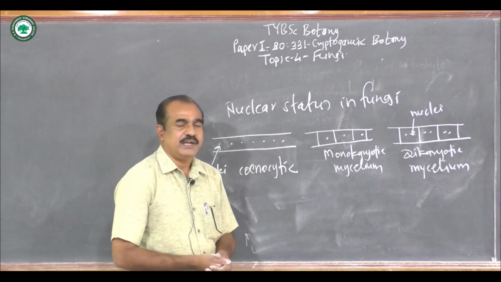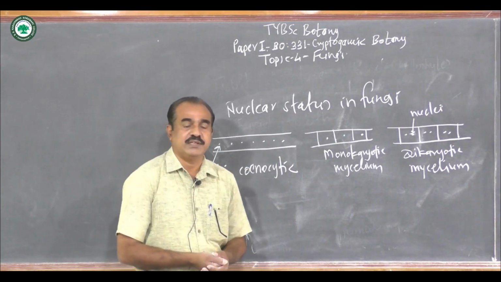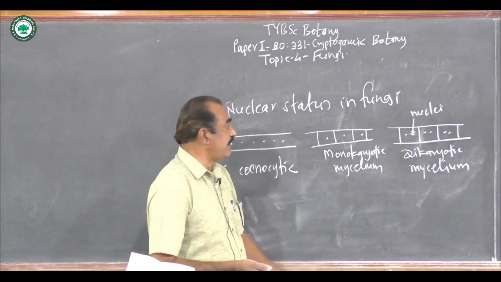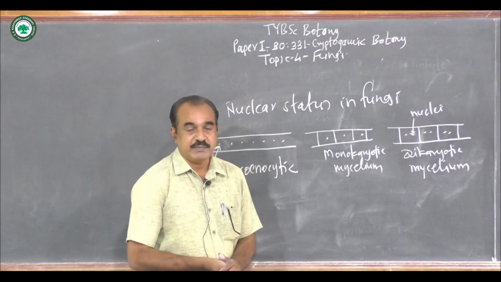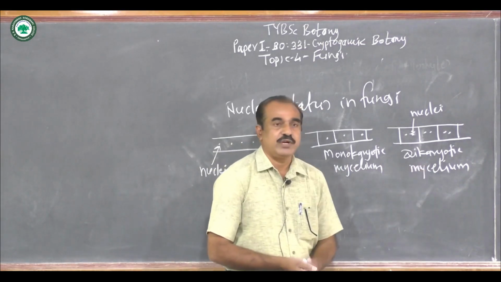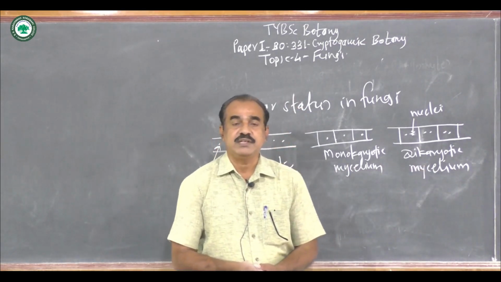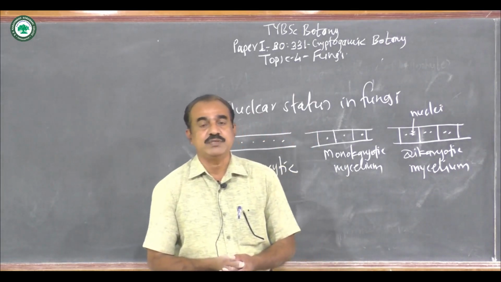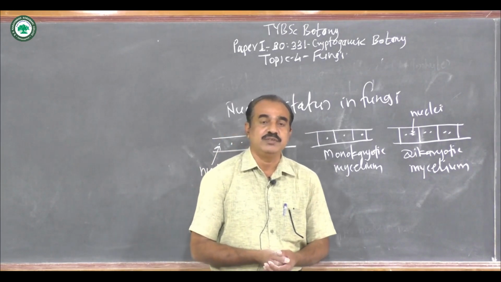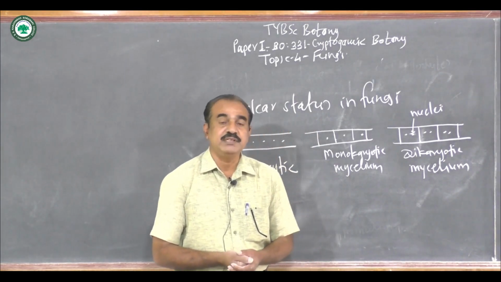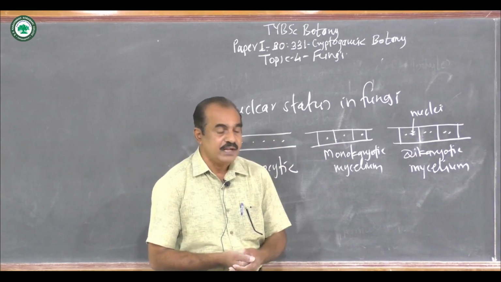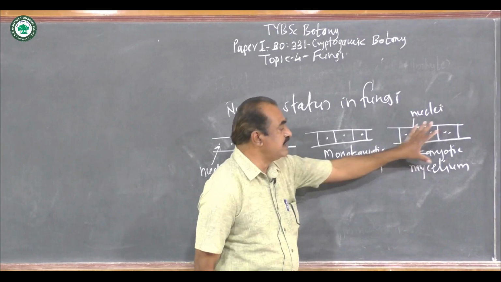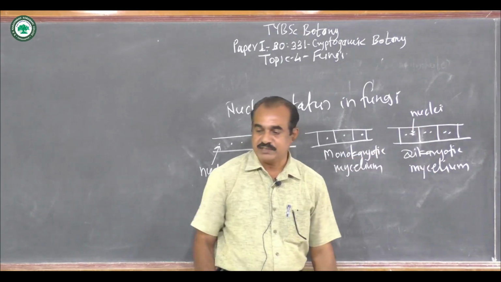Now the second type, the monokaryotic mycelium. Here a single nucleus is present in each cell. So such a type of mycelium is called monokaryotic mycelium. And the last type is the dikaryotic mycelium, in which there are 2 nuclei in each cell. Sometimes they are of opposite strain: one is of the plus strain and another is of the minus strain. So as there are 2 nuclei in each cell, such a cell is called a dikaryon or dikaryotic cell, and that mycelium is called the dikaryotic mycelium.